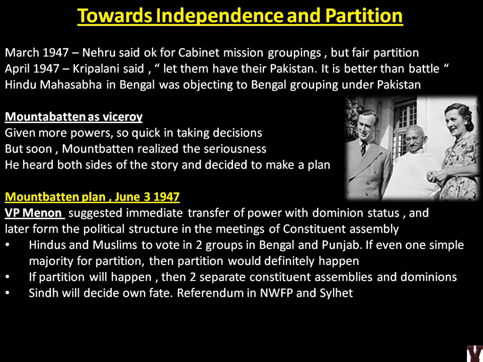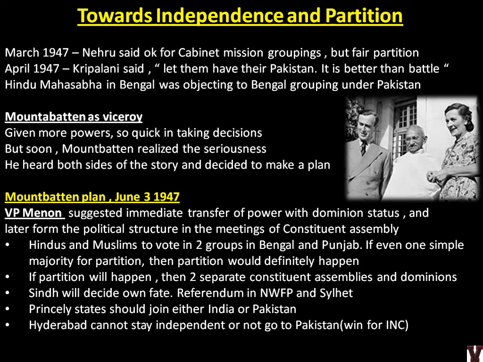Sindh will decide its own fate. A referendum will happen in NWFP and Sylhet. If you know, NWFP is on the western side and Sylhet is in present-day Bangladesh. Princely states should join either India or Pakistan. So princely states were not left loose. They could only join one of the 2 dominions.